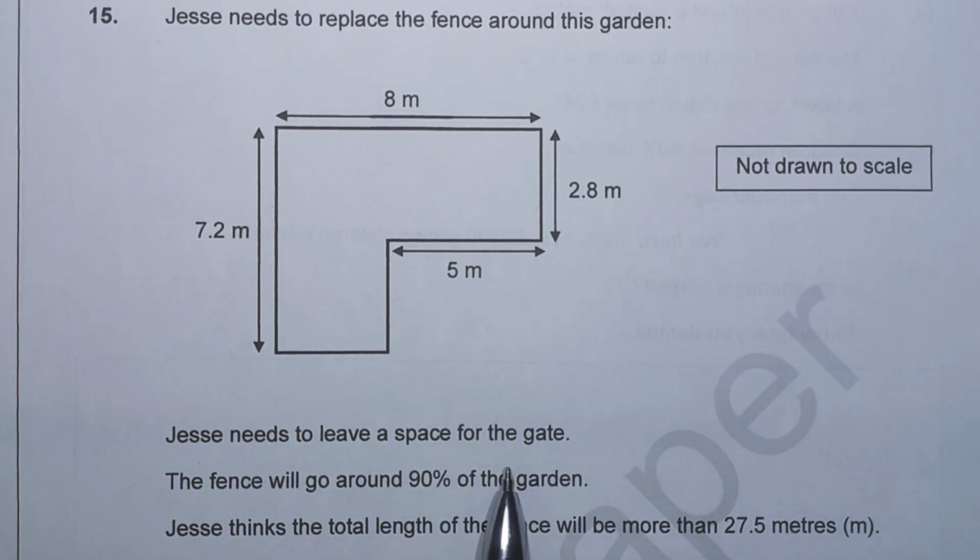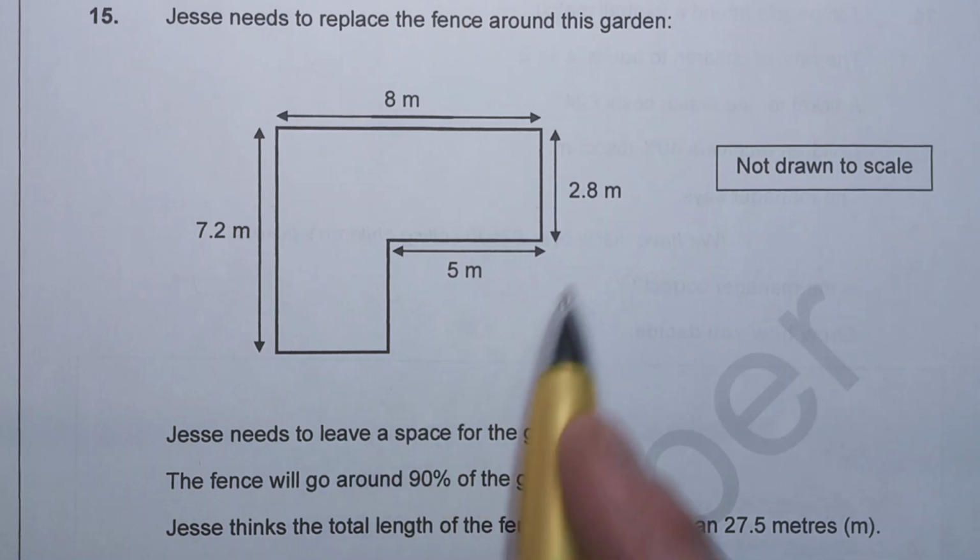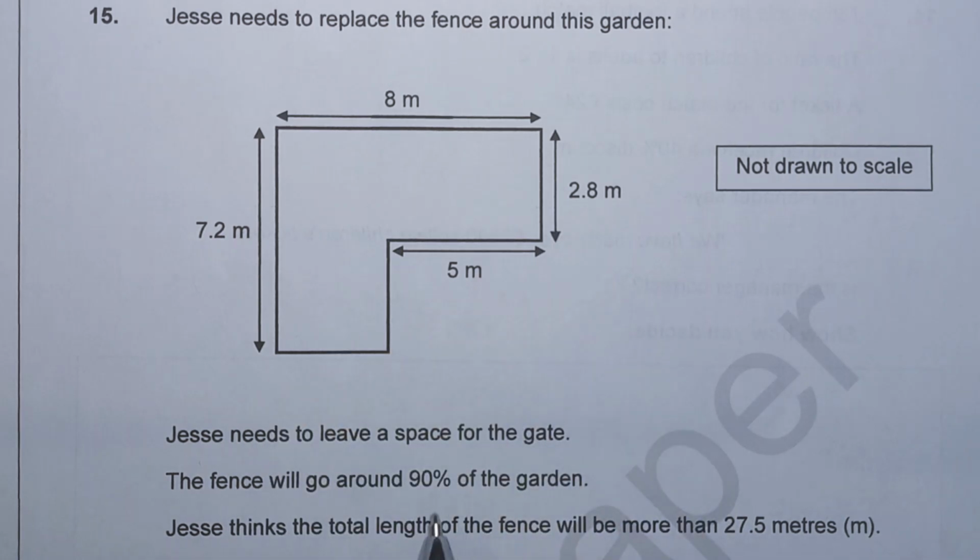Jessie needs to leave a space for the gate. The fence will go around 90% of the garden. So the rest must be for the gate. Jessie thinks the total length of the fence will be more than 27.5 metres. Is Jessie correct? So what we want to do is work out the total distance around the garden, in other words the perimeter. We then only want to take 90% of it and compare that to the 27.5 metres.